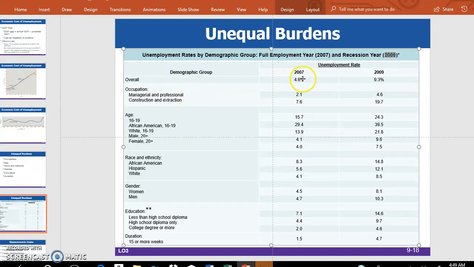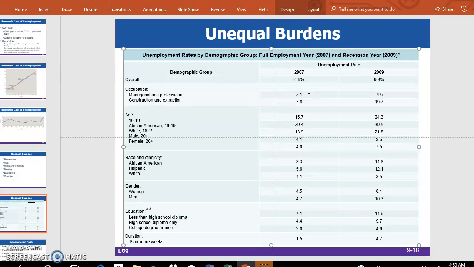So overall national level unemployment was 4.5, 4.6 in 2007, but in 2009, look, it jumped to 9.3, right? So overall occupation, managerial and professional is 2.1, and then construction and extraction is 7.6. So see, manager and professional, they suffer much less unemployment compared to the construction and extraction workers.